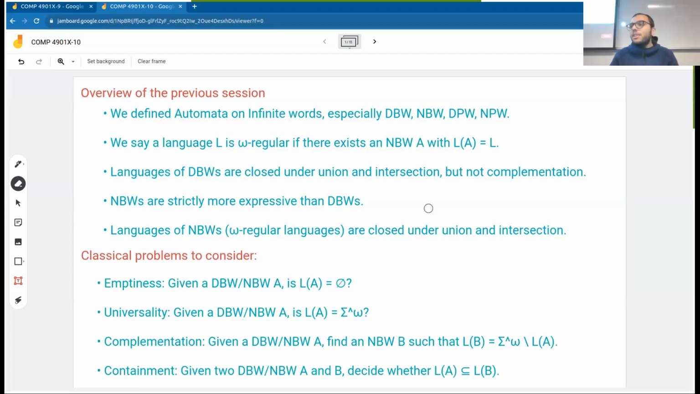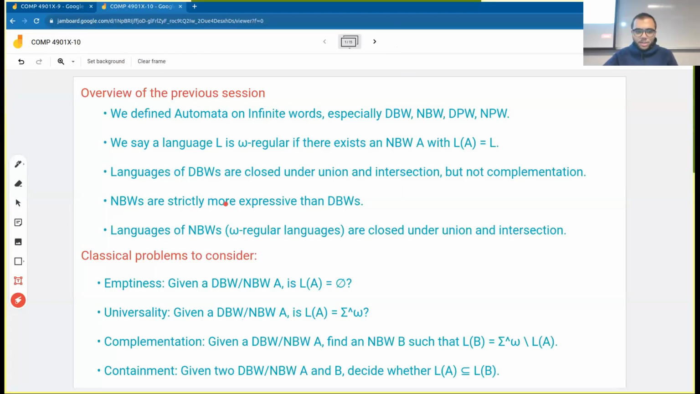Last session was the definitions of automata on infinite words. We especially saw deterministic and non-deterministic Büchi and parity automata. And we also said that a language is omega regular if there is a non-deterministic Büchi automaton that recognizes that language. And then we talked about whether these languages are closed under set operations. For the deterministic case, for DBWs, we saw that they are closed under union and intersection, but not under complementation. So it's possible that you cannot take the complement of a DBW as another DBW.